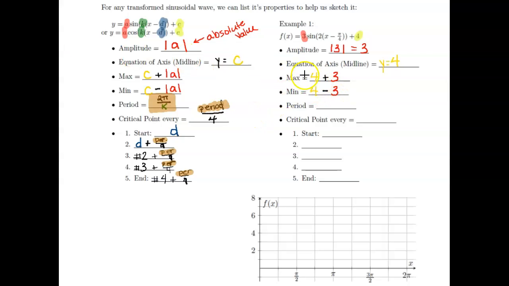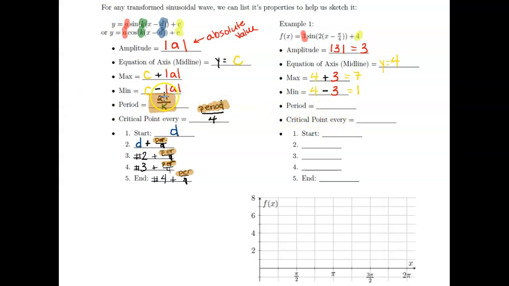So what's my maximum here? My maximum is going to be 4 plus 3, which is 7. And my minimum is going to be 4 minus 3, which is 1. Awesome. Next up, we have the period.